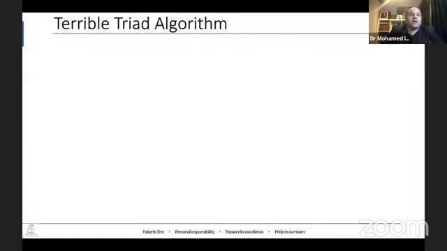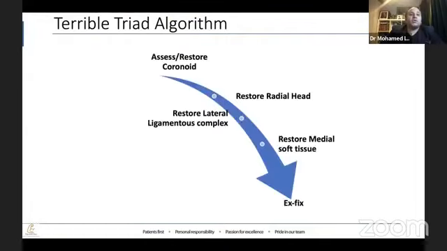So actually, the algorithm we use where we are: you restore the coronoid first. You can access that through a lateral approach, or a medial and lateral approach, or a posterior approach, the modified Wrightington approach. It's all dependent on the amount of displacement and the morphology of the fracture. After restoring the coronoid, you restore the radial head, and then I repair the lateral ligamentous complex and assess. If you need to, you can restore the medial soft tissue. If all that fails and the patient is still unstable, external fixator.